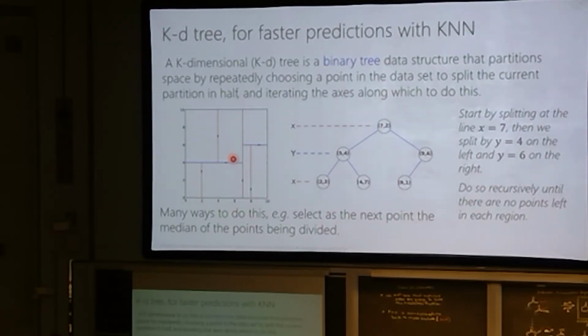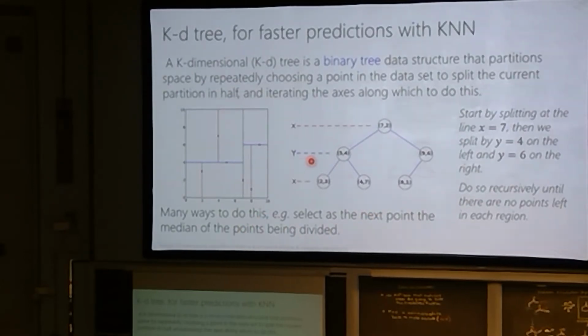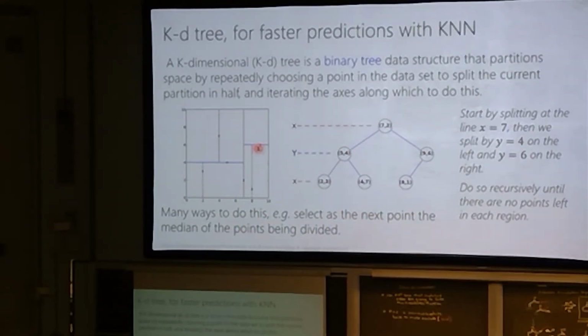In any case, you keep partitioning in this manner, and you can do it in different ways. I didn't describe how you pick the point you're going to partition on. That's sort of a heuristic, and one way to do that is to pick the next point as the median of the points being divided. For example, after the first split, I can look at all the points in here, and this is actually the median point, and so that is where the next split went.